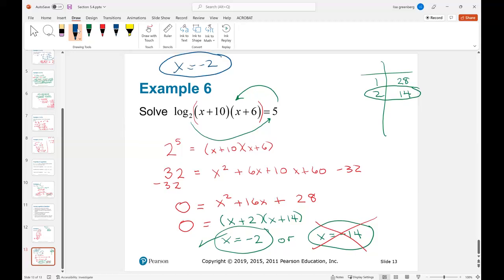Well, we didn't find the domain first. The domain for that is a little bit harder to find. So you know what, let me show you how to find the domain because we have a few more minutes. So why not?